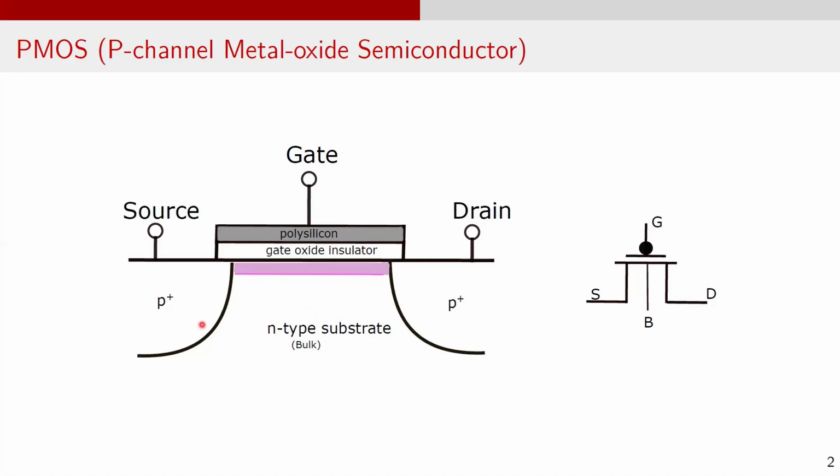Conversely, the PMOS transistor consists of P plus doped source and drain regions, N-type substrate, silicon oxide insulator, and a polysilicon gate. In PMOS, the source terminal is connected to VDD, and when a logic 0 is applied to the gate, a conducting channel forms, allowing current to flow between source and drain.